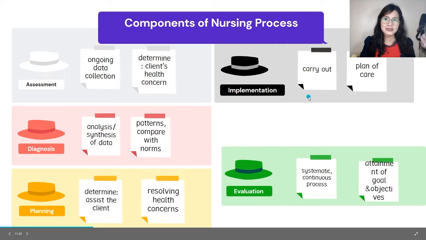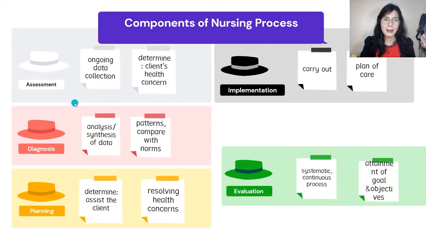Here are the components or phases of nursing process. First, we have assessment. Assessment is an ongoing process of data collection to be able to determine the client's health strengths and other health concerns. Diagnosis, on the other hand, is the analysis and synthesis of data to be able to identify patterns and compare with norms, standards, and models. A clear and concise statement of the client's health status or concern is necessary to be able to determine the appropriate nursing intervention.